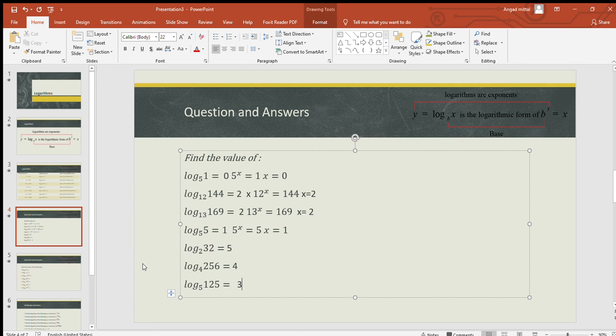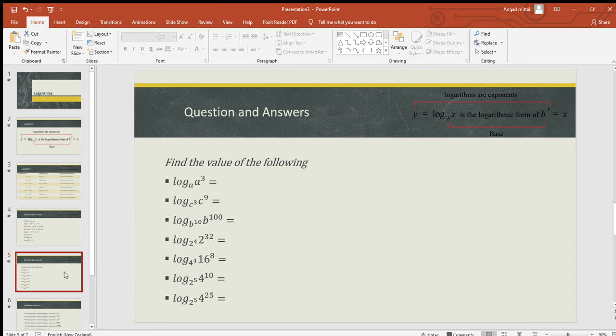Now let's move on to some tricky and challenging questions. Here are some challenging questions. You can pause the video for 5 to 10 seconds and work out your answers, and then play the video to know the answers. So, the first question, the log of a cubed to the base a.